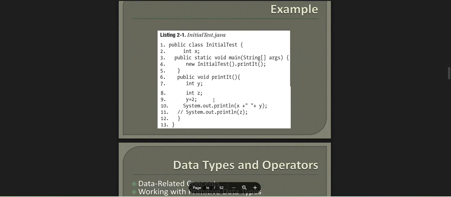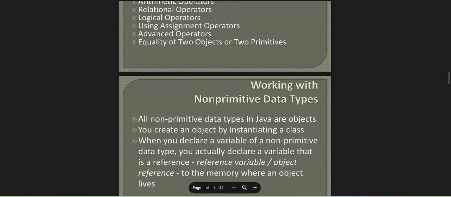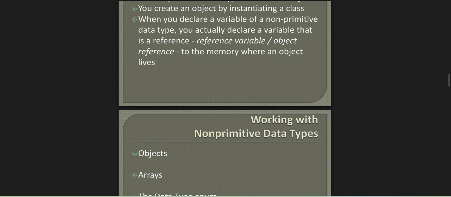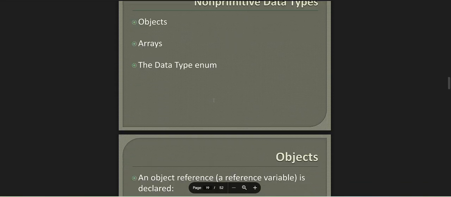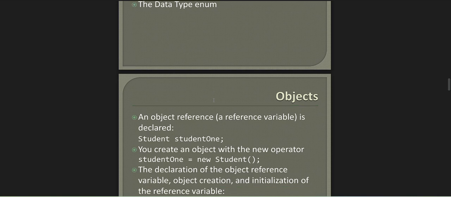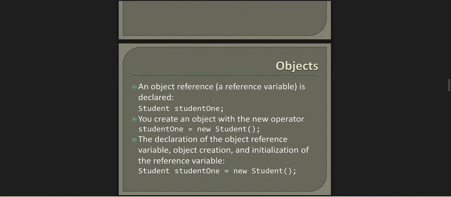Data types and operators, data related concepts: working with the primitive data types, declaring and initializing, working with the non-primitive. All the non-primitive data types in Java are objects. You can create an object instance of a class. An object reference or reference variable is declared as Student student1. You can create an object with the new operator: student1 = new Student. This is the declaration of the object reference variable and its initialization.